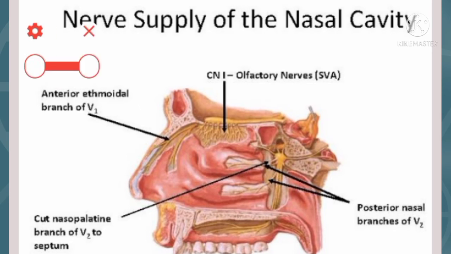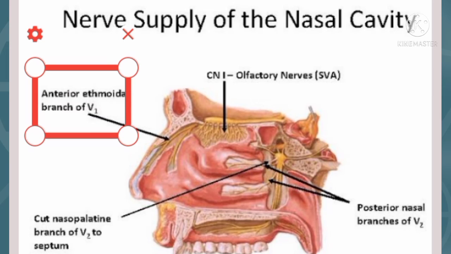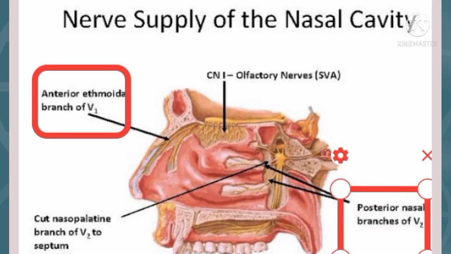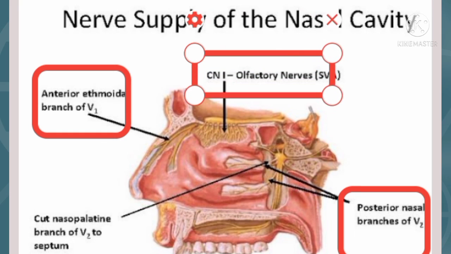As you can see in the figure, this is the anterior ethmoidal nerve, and the posterior inferior part is supplied by the nasopalatine branch of the pterygopalatine ganglion. This is the nasopalatine branch of the pterygopalatine ganglion, and this is the main nerve, and the special sensory nerve or olfactory nerve is confined to the upper part, the olfactory area, as you can see in the figure.